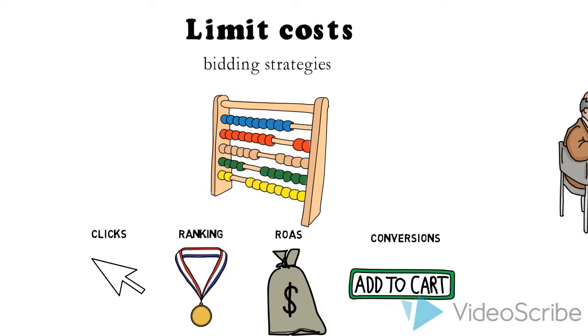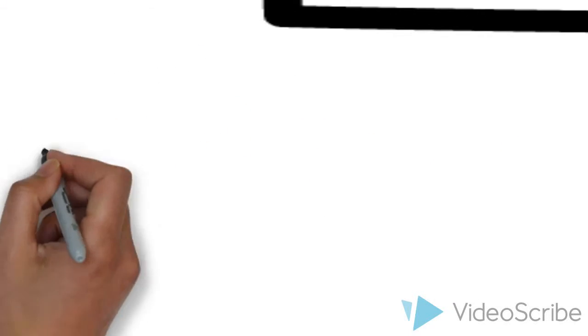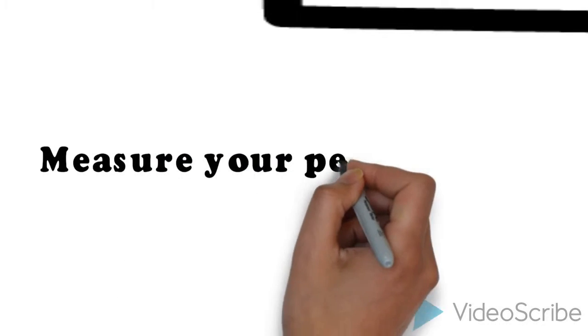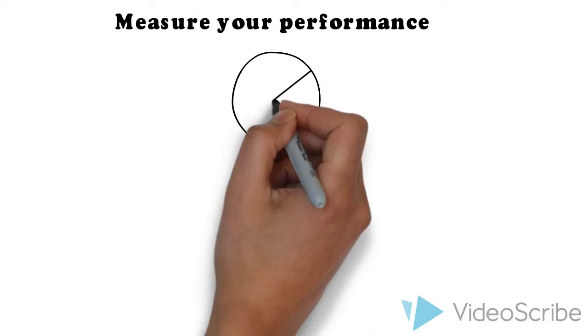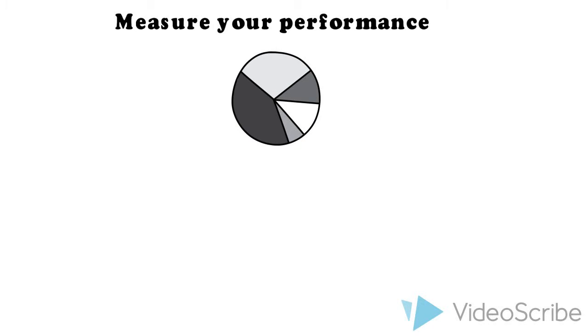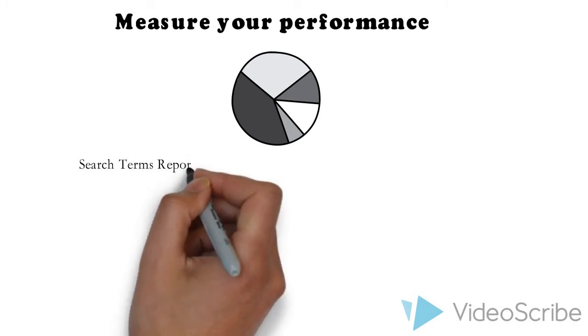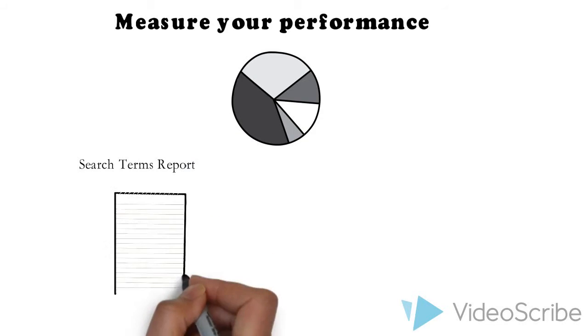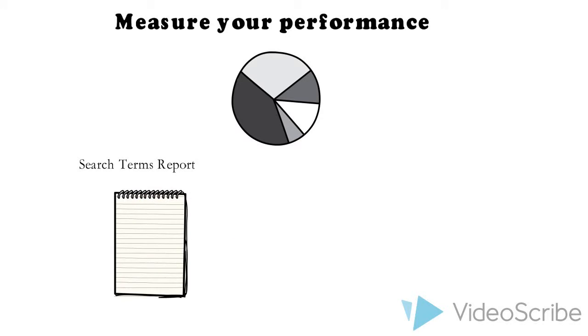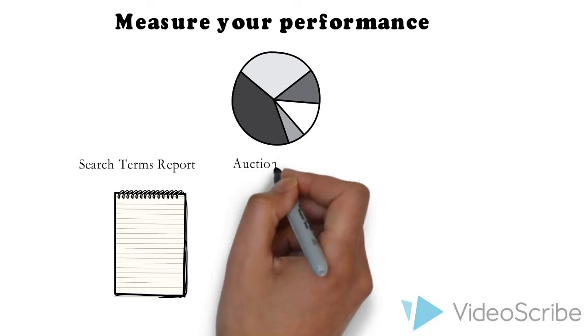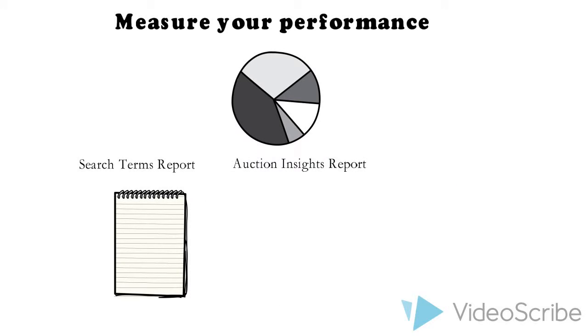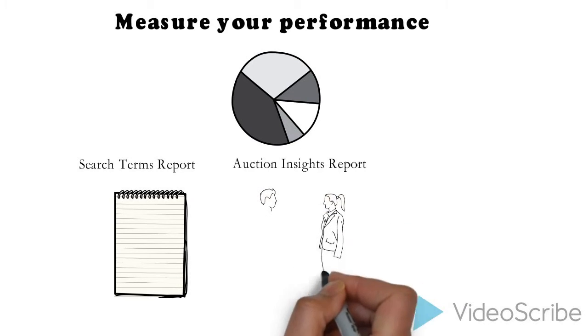Now, another great advantage of Google AdWords is that it allows you to measure the performance of your ads through various programs. The first, for example, is a search terms report. The search terms report allows you to see the specific searches that led someone to clicking on your link. You can therefore adjust your keywords according to what these people are actually typing to find your ad. Then we have the auction insights report. It allows you to compare your results with those of other advertisers within the same auction.